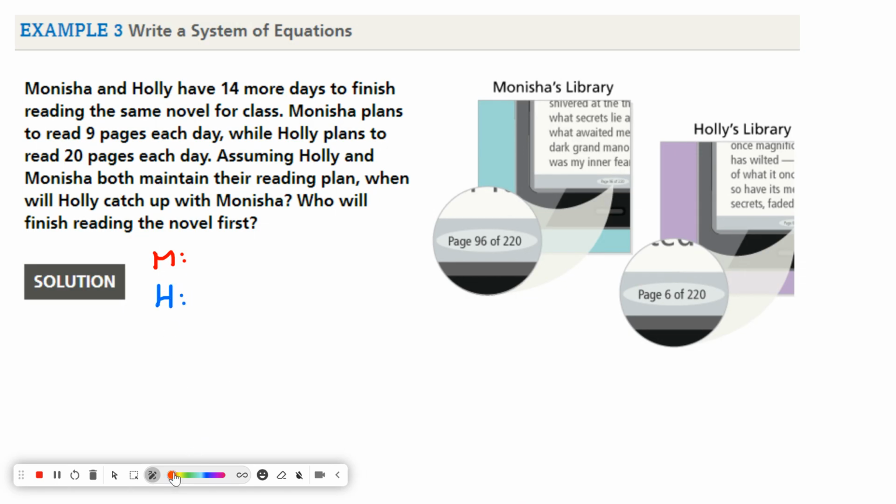All right. Now, to decide how we're going to write these, we have to look at the problem and the numbers. So for Monisha, who I'll put in red, she reads 9 pages each day, and she is on page 96. So if I think about what x and y will represent, remember that this 9 pages each day, when it has that word each or per, this is your slope. Remember that the slope is y per x. So in this case, our y is going to be pages, how many pages we've read, and then our x is going to be the days of reading. So pages and days.